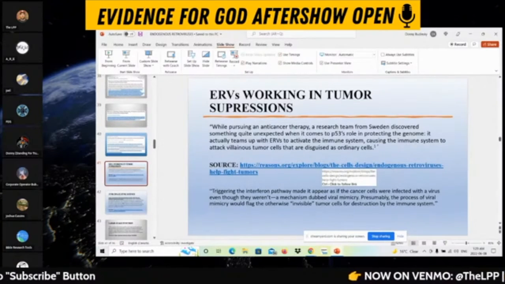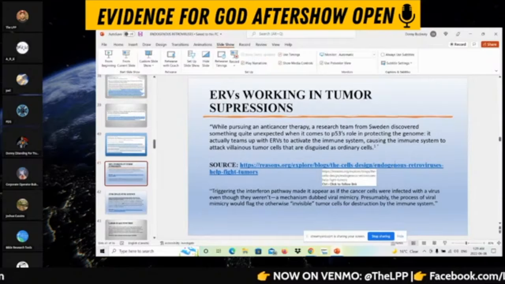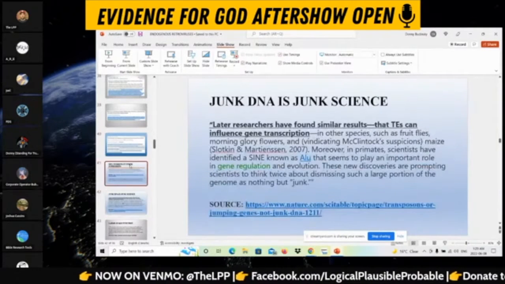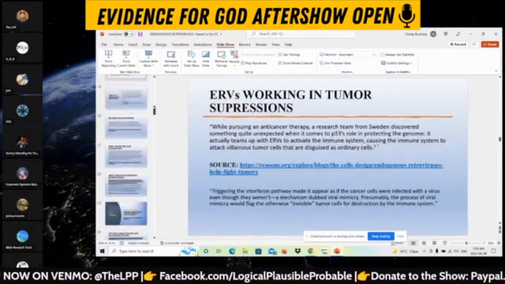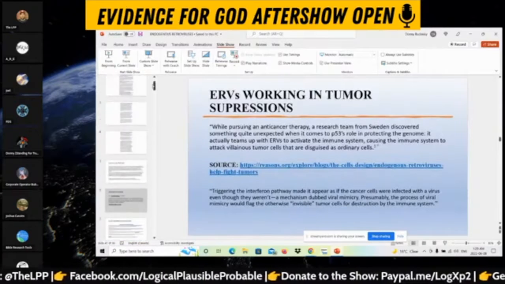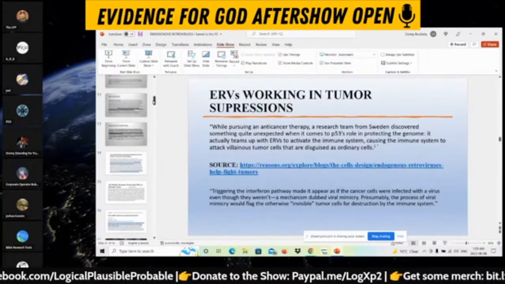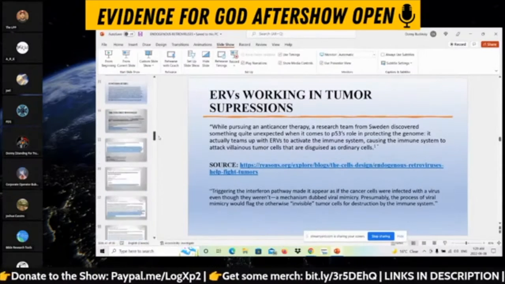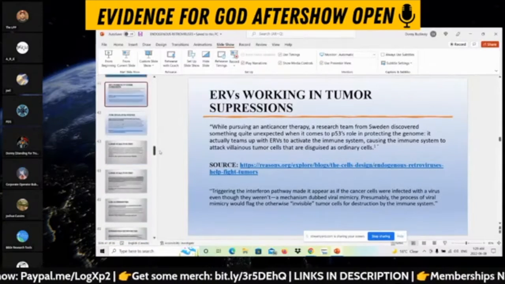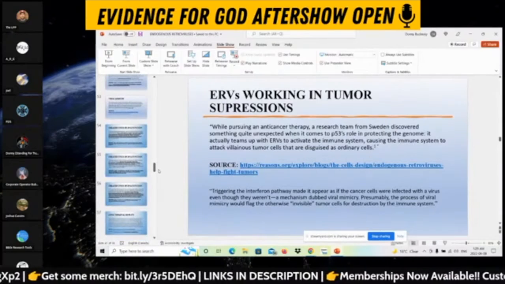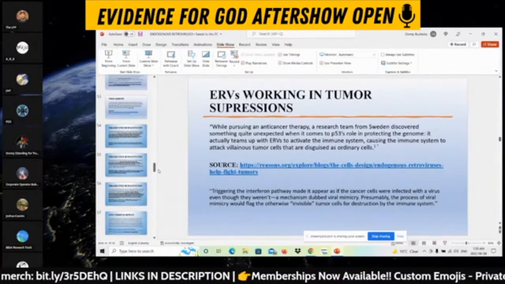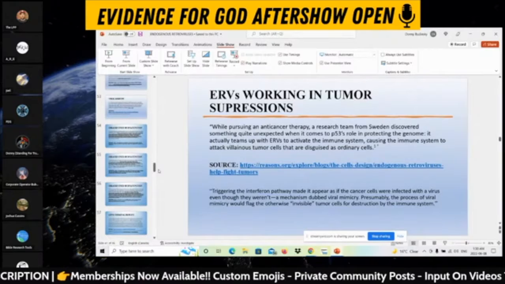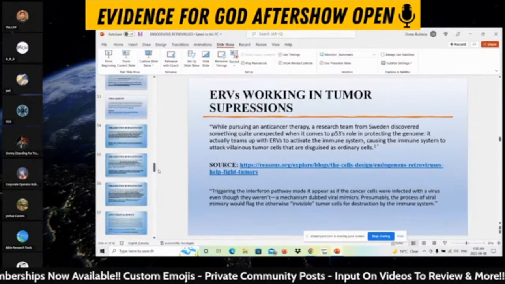Okay, so to clarify, you are saying the GAG, POL, and ENV have to be together in order to perform this kind of viral repellent function. Is that what you're saying? The viral mimicry function is dependent on their sequence similarity to exogenous retroviruses. Exogenous retroviruses are also made of what? LTRs, GAG, POL, ENV. The ERV also has to look like that in order to perform their job.